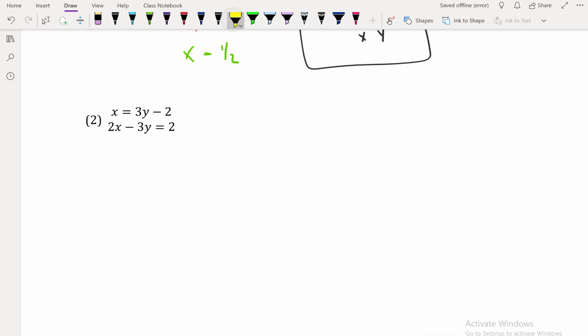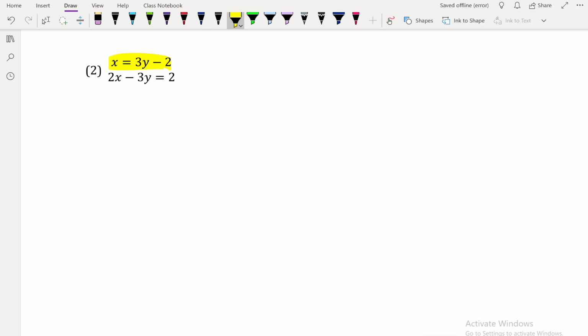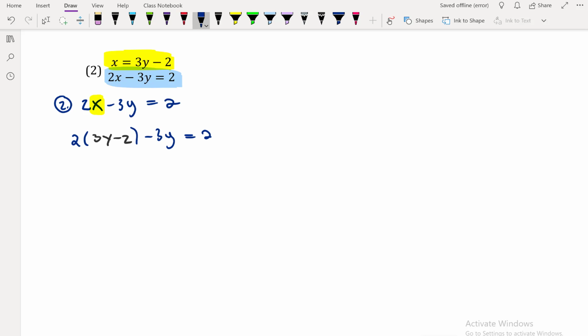With number 2, we can see that the x is already isolated in that first equation. And so I'm going to go ahead and plug it into my second equation. So my second equation, I have 2x minus 3y is equal to 2. And since x is isolated, I know that's what I'm plugging in here. So I have a 2, and now that x value that I'm plugging in is 3y minus 2. And I have minus 3y is equal to 2.